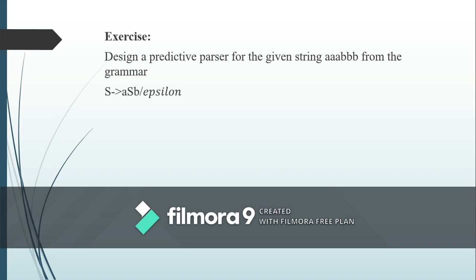Design a predictive parser for the given string a, from the grammar S tends to ASB / epsilon. So this is the next exercise, the case study which the students need to do. So this is the input string, and this is the grammar. From this grammar you need to derive the string and check whether it is going to be accepted or not. And in place of epsilon you can use any other special character.